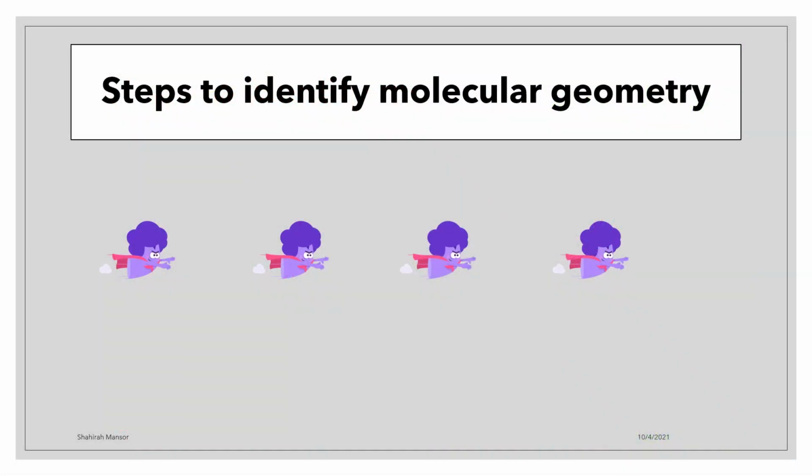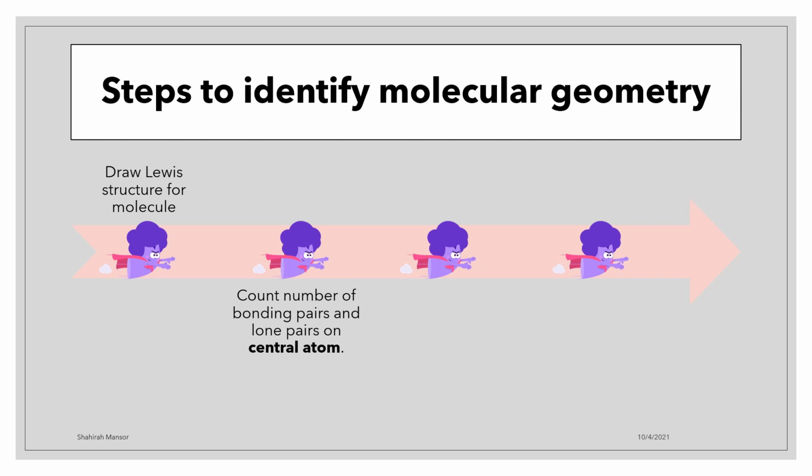How to identify molecular geometry? Let us look at these steps. Firstly, you have to draw the Lewis structure for the molecule. Second, count the number of bonding pairs and lone pairs on the central atom. So in this example of water, oxygen is the central atom, then you have to count the number of bonding pairs and lone pairs on the central atom oxygen. In this case, we have 2 bonding pairs, and we also have 2 lone pairs on this central atom.